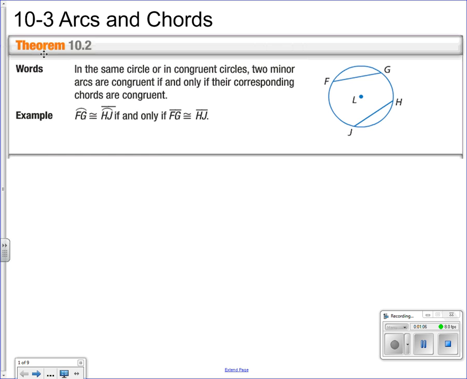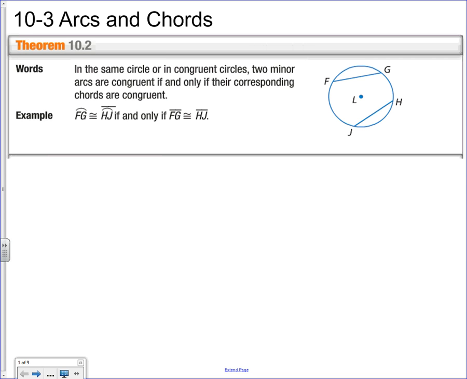All right, we are looking at 10.3 today. That's arcs and chords. And we've got a couple of theorems to look at here to start with, though most of them end up being, I think, pretty straightforward today.